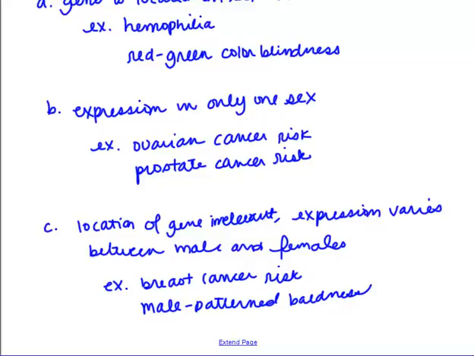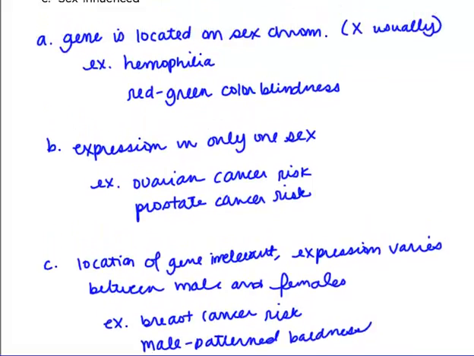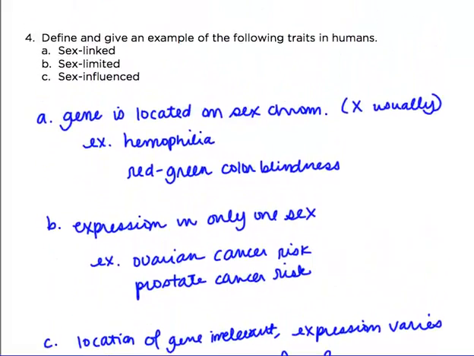And that's where, in order for males to exhibit pattern baldness, they only have to be a heterozygote, but when females have it, they have to be homozygous for this trait. So these are the differences between these three things. I think they're very easy to get confused, so if you want to just keep these definitions in mind, it could definitely help on a test.